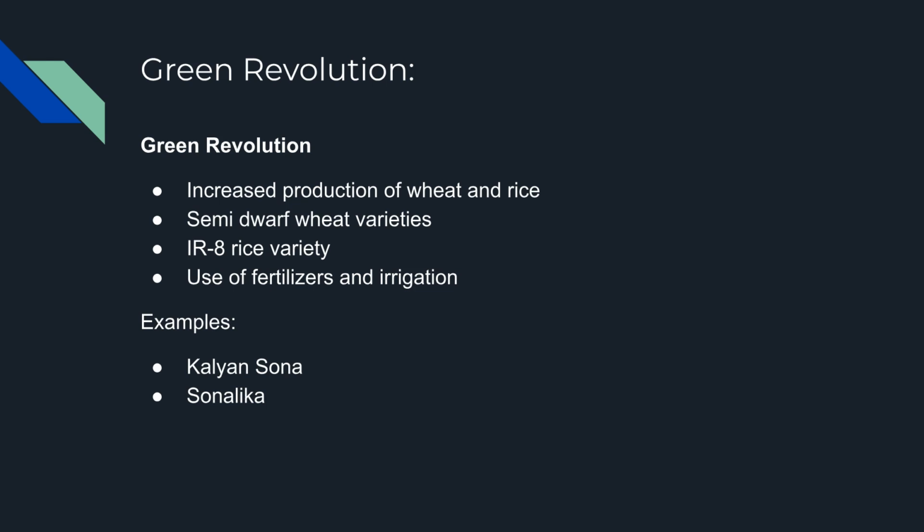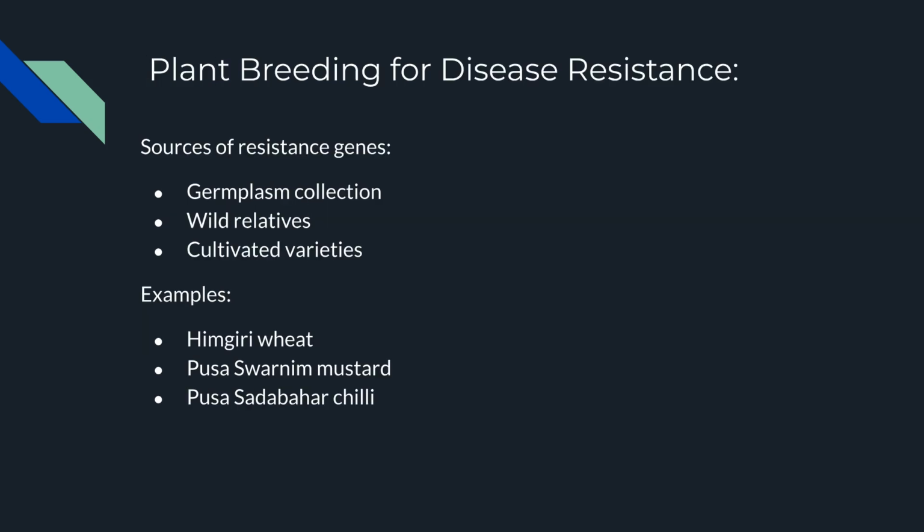The Green Revolution led to increased production of wheat and rice, introducing semi-dwarf varieties like IR8 rice and utilizing fertilizers and irrigation. Examples of high-yield varieties include Kalyan Sona and Sonalika. Plant breeding for disease resistance utilizes sources of resistance genes from germplasm collections, wild relatives, and cultivated varieties. Examples of resistant varieties include Himgiri wheat and Pusa Swarnim mustard.